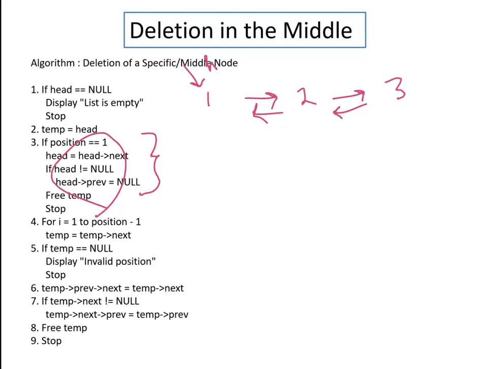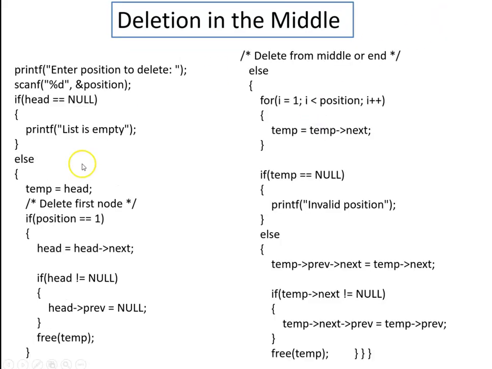Fine. So run a loop. Find out the position where you have to delete. Say for example, this is the position that you have to delete. If temp is equal to null, it's going to be an invalid position. Now you find out the valid position, execute step number 6 and 7. Look how the pointers are manipulated. Temp's previous next is equal to temp's next. So node 1 is made to point to 3, and temp's next previous is equal to temp's previous. That's it. You free your temp. This is how you delete in the middle or delete at a position.